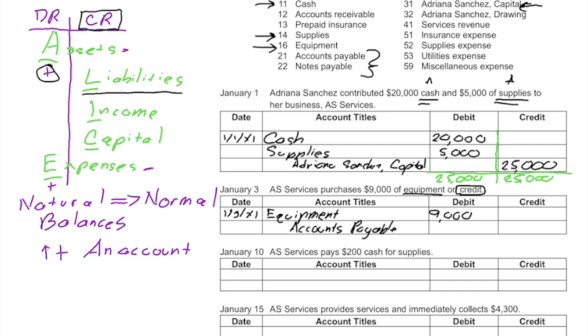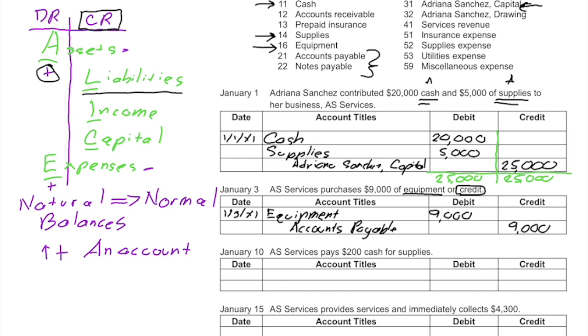as our credit. How much is it going to be for? Well, it has to equal. Just like above, our debits and our credits must equal. So we are at $9,000. Debit equipment $9,000, credit accounts payable for $9,000. Going to go ahead and move on to the next one.